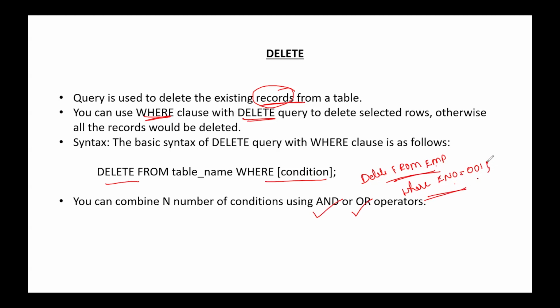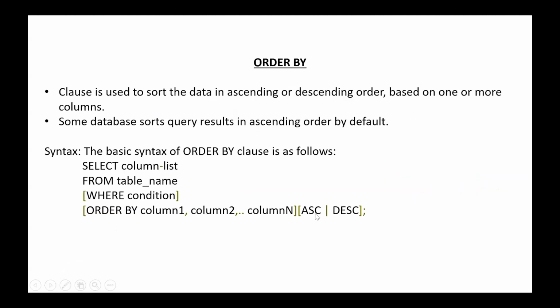Employee number is 001 and salary is greater than 30,000 or date of birth is so and so or address is so and so, anything, whichever condition you want to add, you can add using the AND or OR operators. So this is how we can delete a record from the table.